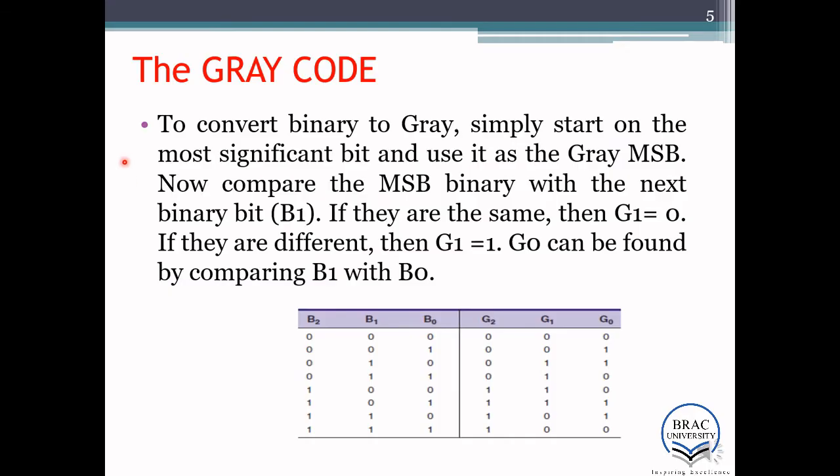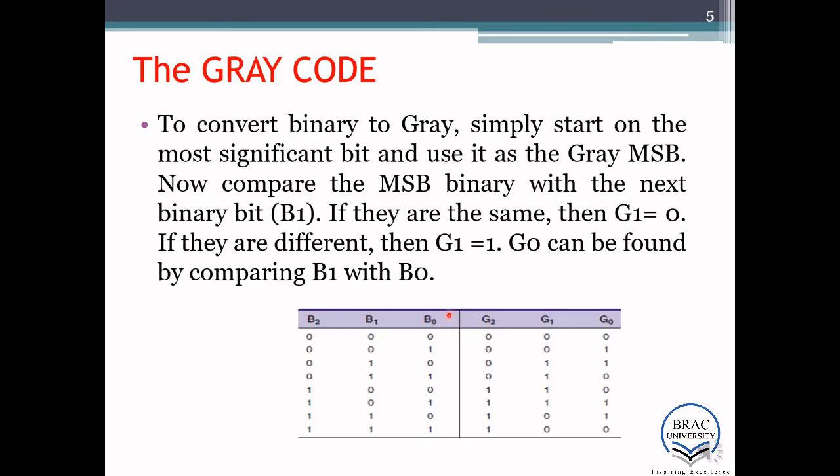So here is the example of Gray code. To convert binary to Gray, simply start from the most significant bit and use it as the Gray MSB. You have given B2, B1, B0. These are binary bits, and you need to convert them into Gray code. So how can you do it? Simply start with the most significant bit. This is least significant and this is most significant. So take the most significant bit and use it as the Gray most significant bit.